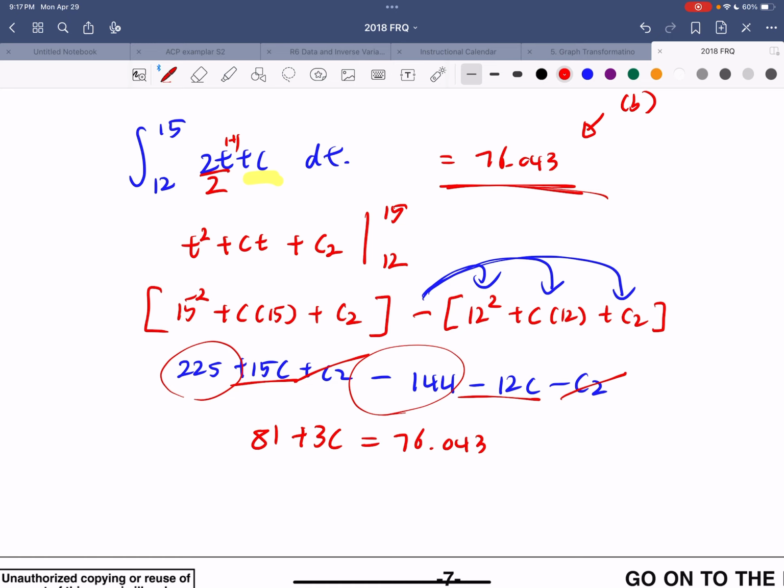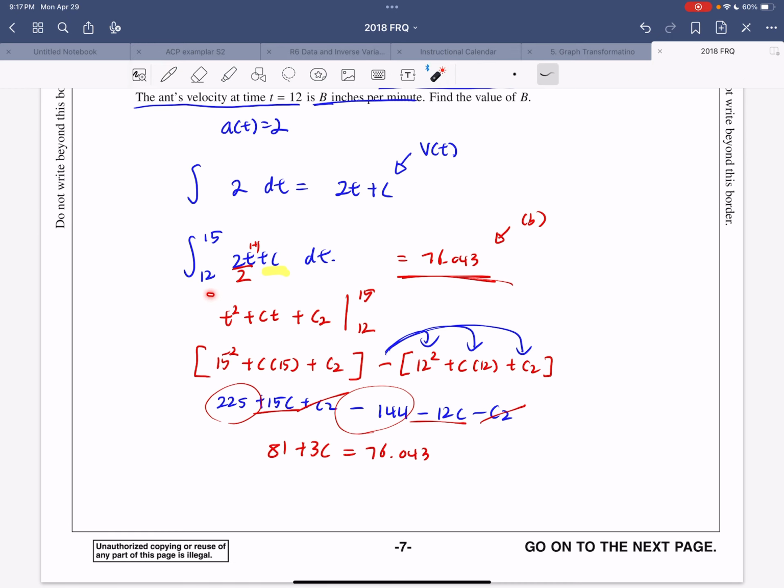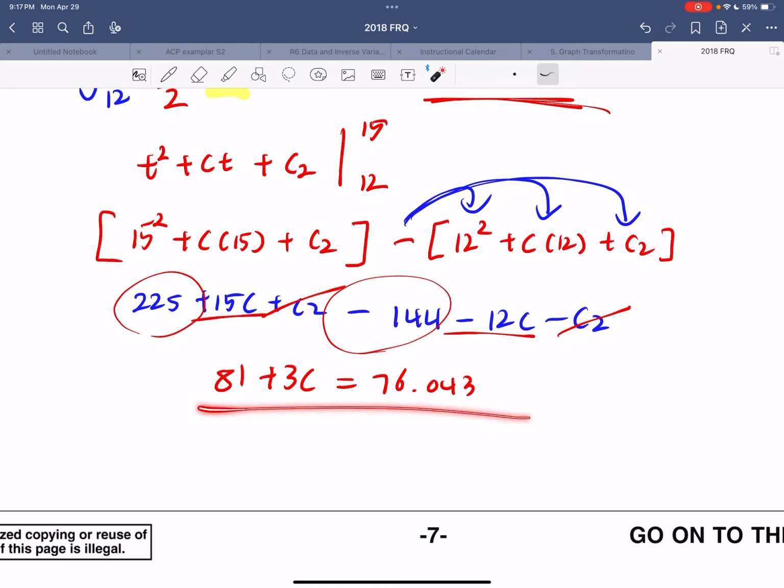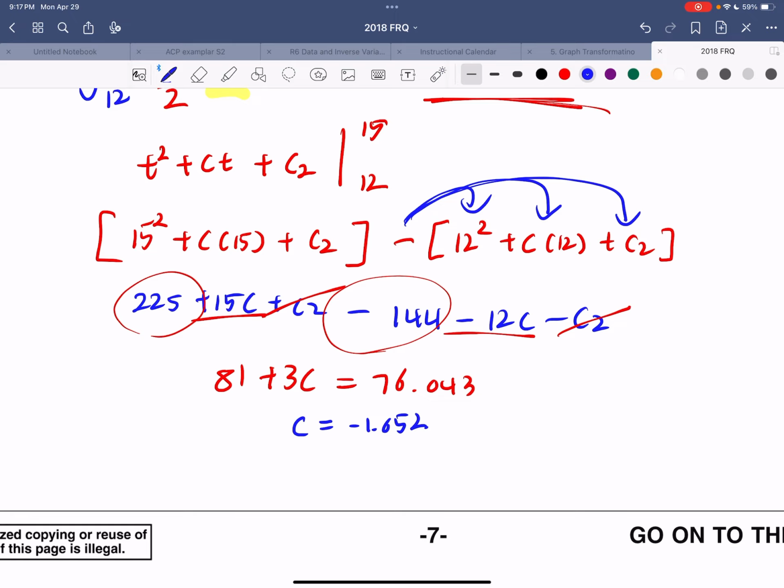That should be equal to 76.043. Why are they equal to each other? That represents how the ant moved from 12 to 15, and that should be equal to how the snail moved from 0 to 15. So these two should be equal to each other, and if you set them equal, you can solve for c. Subtract 81 from both sides and divide by 3, and you get c equals negative 1.652.